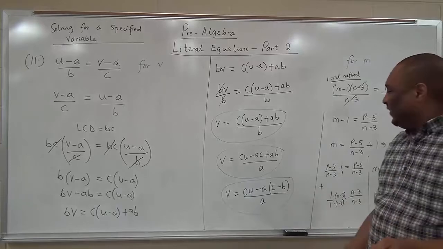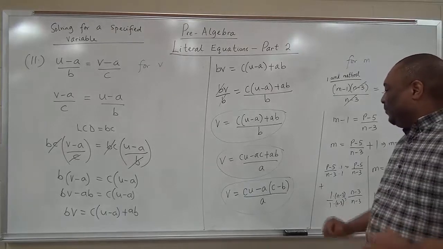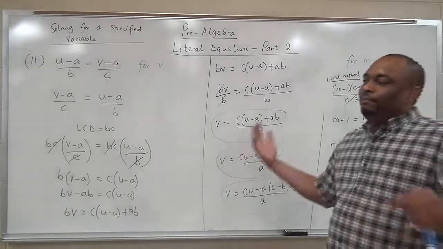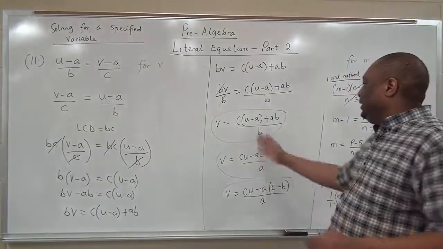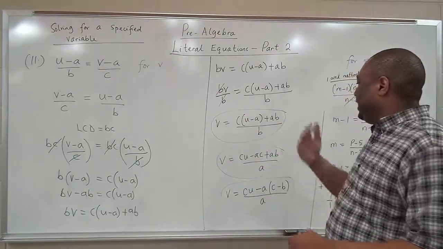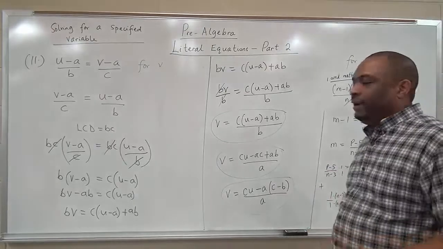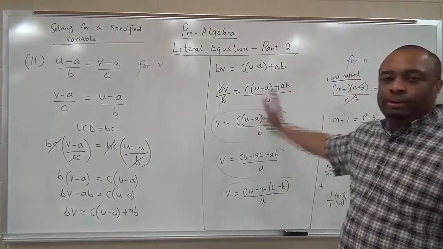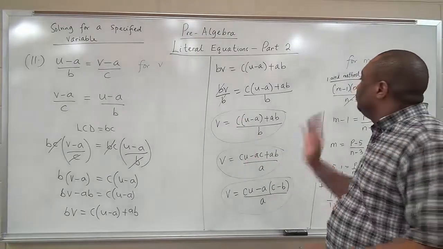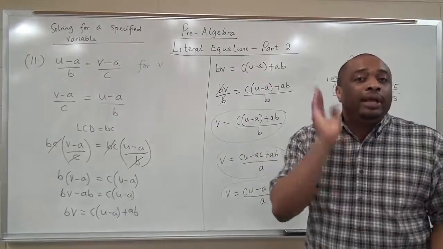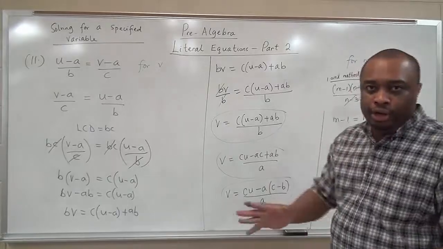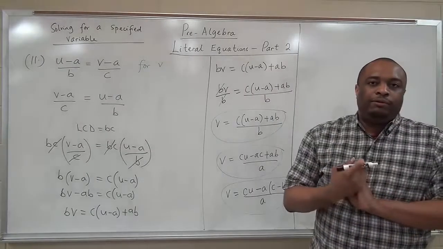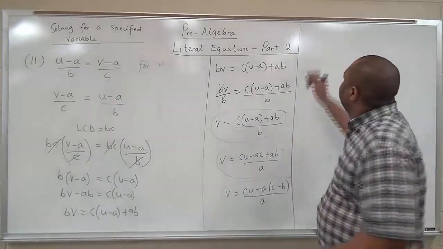Right? It's still correct. Now I don't want to start splitting it up: CU over A minus AC over A plus AB over A. I like it joined. So whatever you want, just give your professor what he or she wants. Good? Question 12. Last but not the least question.